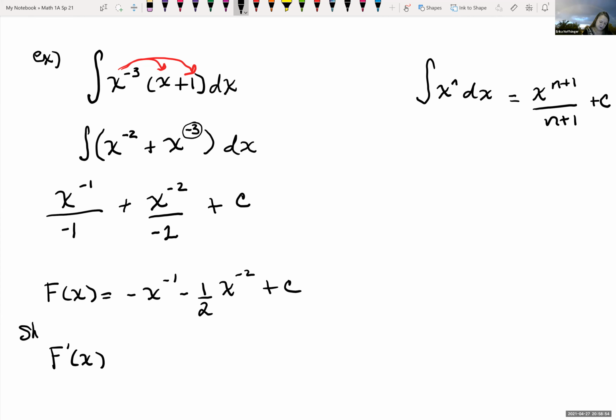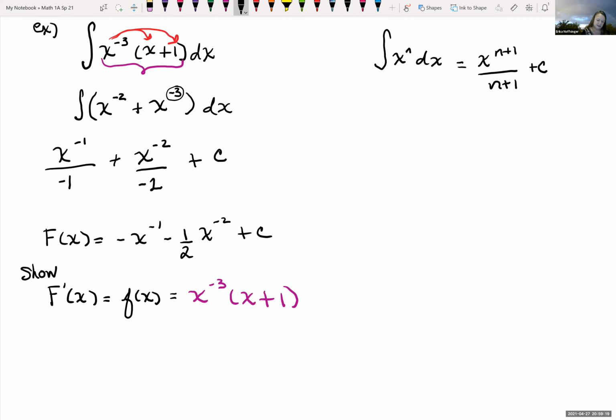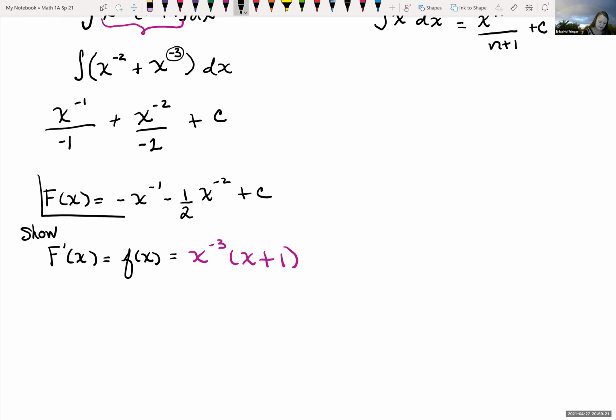So we want to show that the derivative of this is equal to little f of x, where little f of x is our integrand, which is x to the negative 3 parentheses x plus 1. Okay, so that's what we're trying to show. So let's take the derivative. I'll leave it in this form for now.